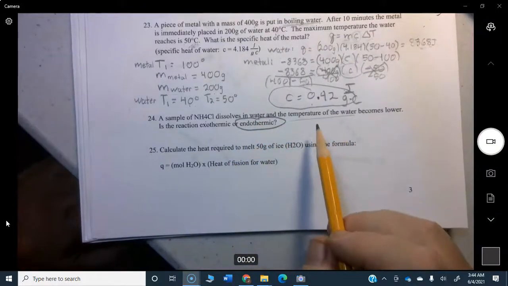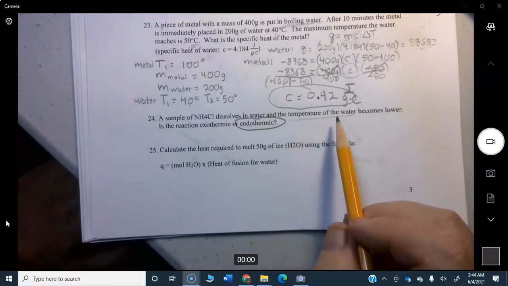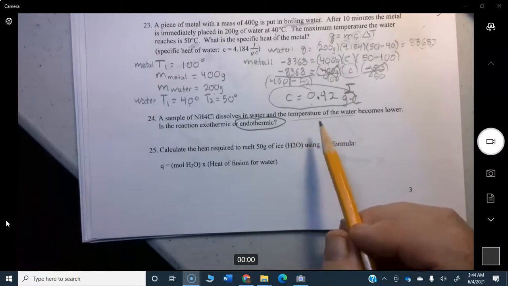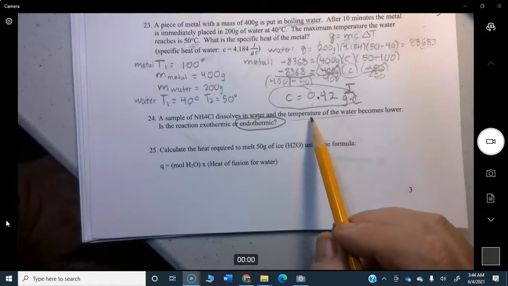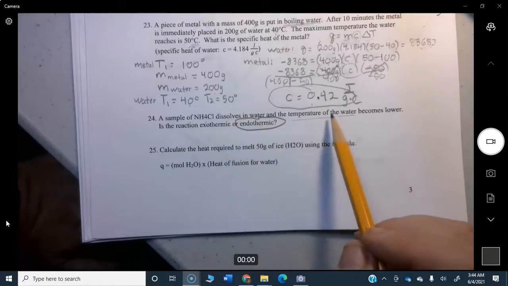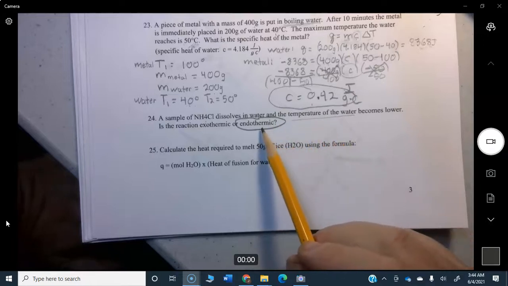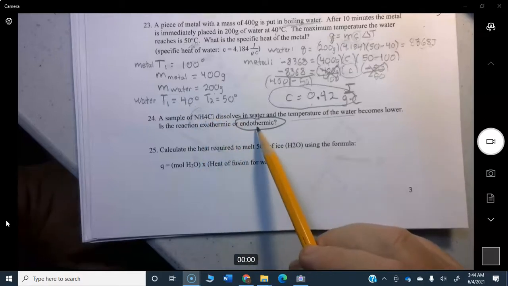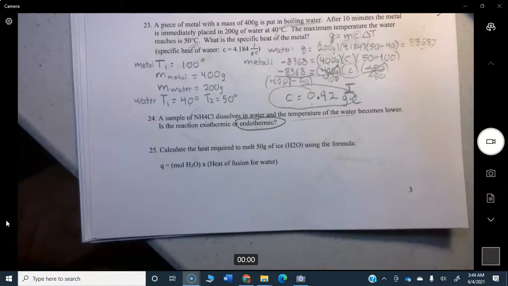Okay, if the temperature of the water got lower, we're assuming that the heat of the water didn't go off into the atmosphere. You always assume that in these types of problems. So it had to go into the chemical reaction. So if it made the water cooler, then the heat had to go from the water into this chemical reaction process, and that's endothermic, heat going into the system, into the chemical reaction.